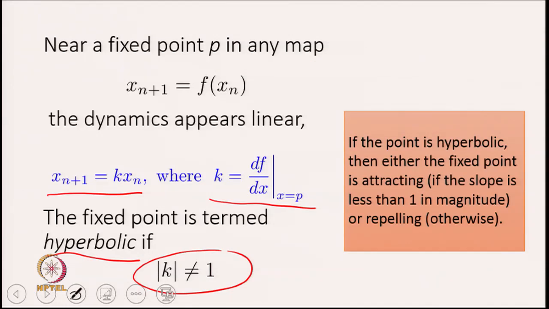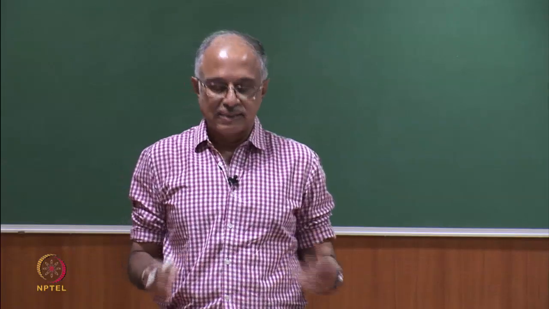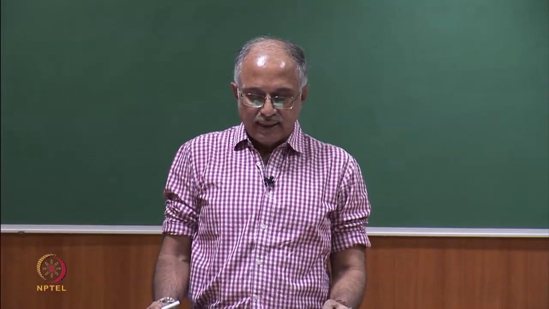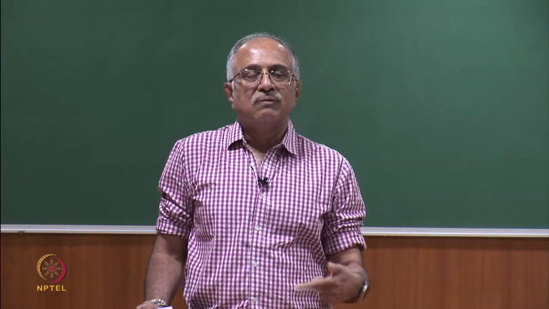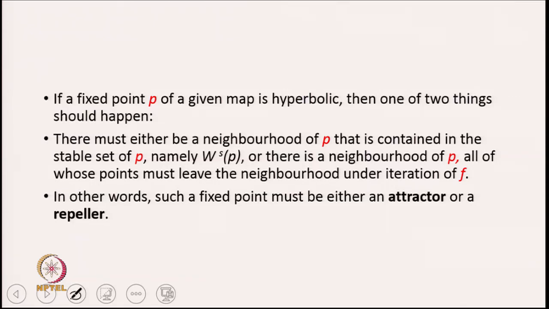And both these behaviors, so long as k is not equal to 1, the system is said to be hyperbolic. So, just to reiterate, there must either be a neighborhood of this fixed point that is contained in the stable set of P, namely W s of P, or there is a neighborhood of P, all of whose points must leave the neighborhood under iteration of f. In other words, such a fixed point must either be attracting or repelling.